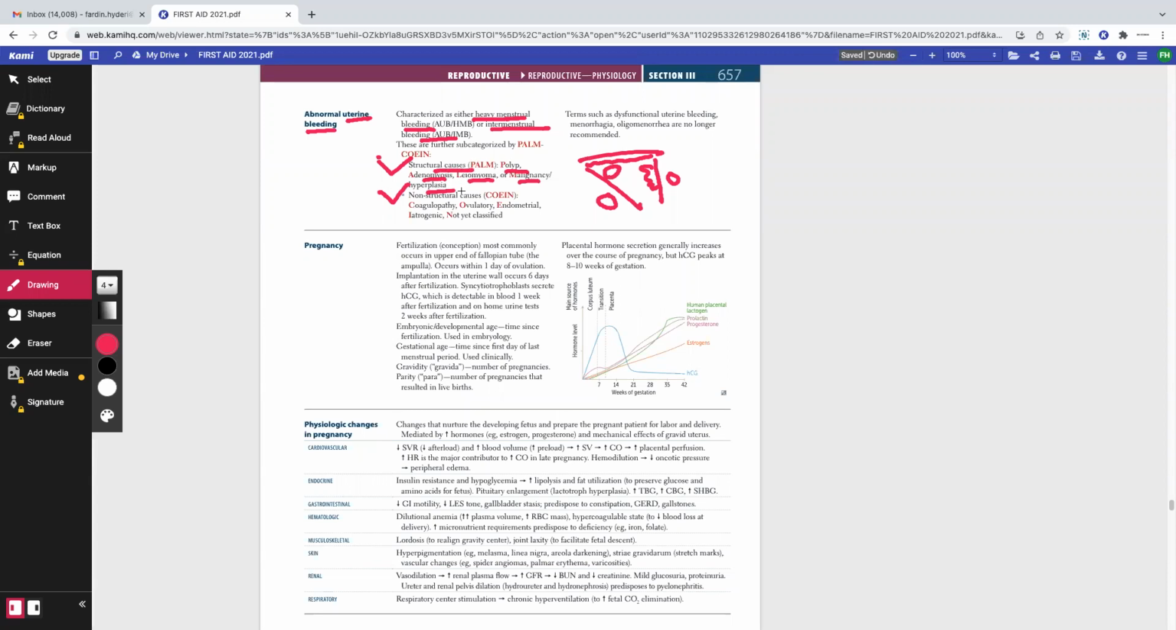There are some non-structural causes of uterine bleeding, where there's something wrong with coagulation, ovulation, or endometrial causes, or iatrogenic causes. These are some of the other causes. So did we understand this? Yes or no? This is just a description of abnormal uterine bleeding and why we have abnormal uterine bleeding. Very quickly, I just want to point out a couple of things.